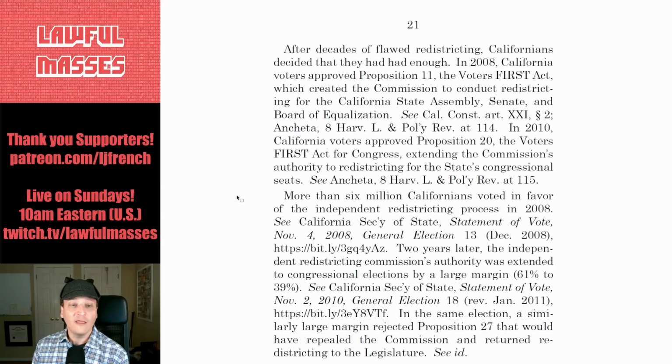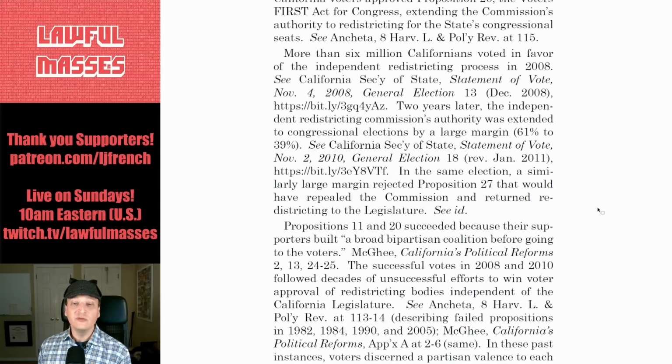In 2008, California voters approved Prop 11, the Voters First Act, which created the commission to conduct redistricting for the California State Assembly, Senate, and Board of Equalization. In 2010, California voters approved Proposition 20, the Voters First Act for Congress, extending the commission's authority to redistrict for the state's congressional seats. More than 6 million Californians voted in favor of the independent redistricting process in 2008. 2 years later, the commission's authority was extended to congressional elections by a large margin, 61-39.